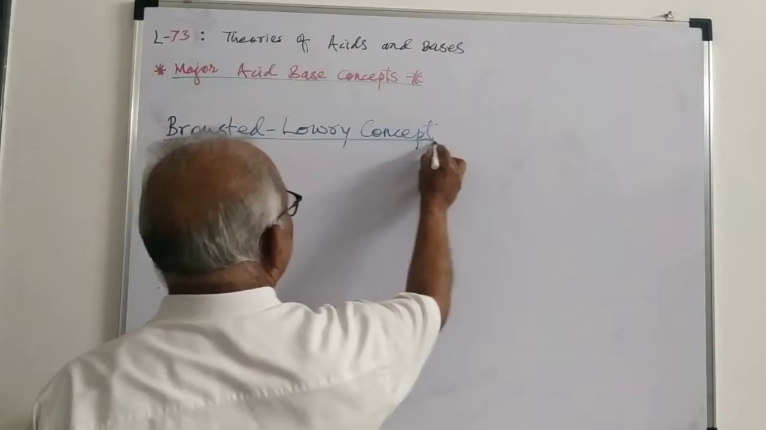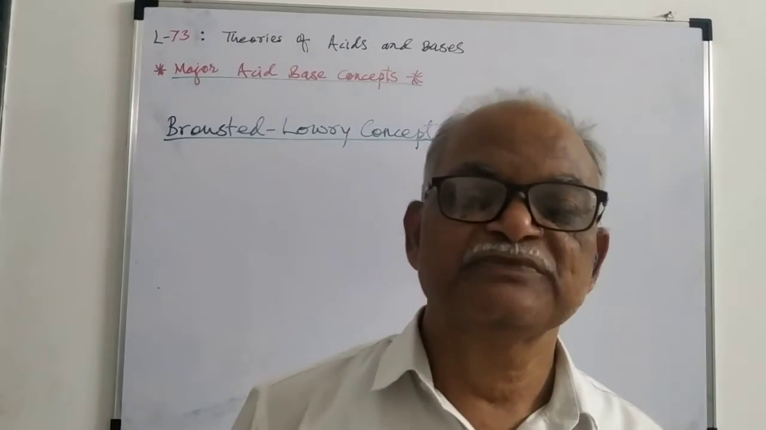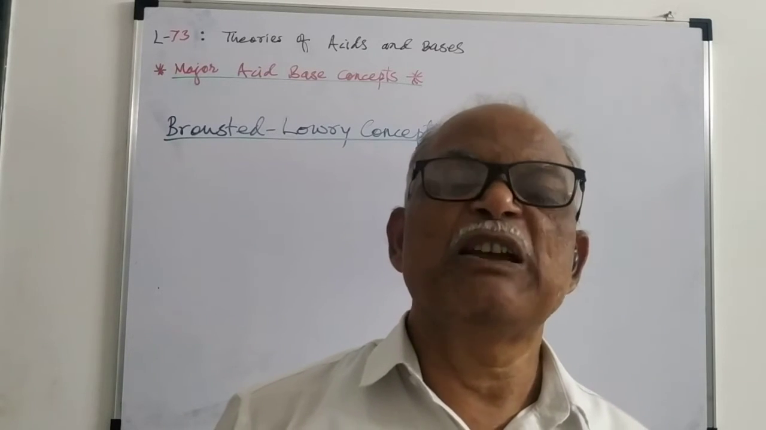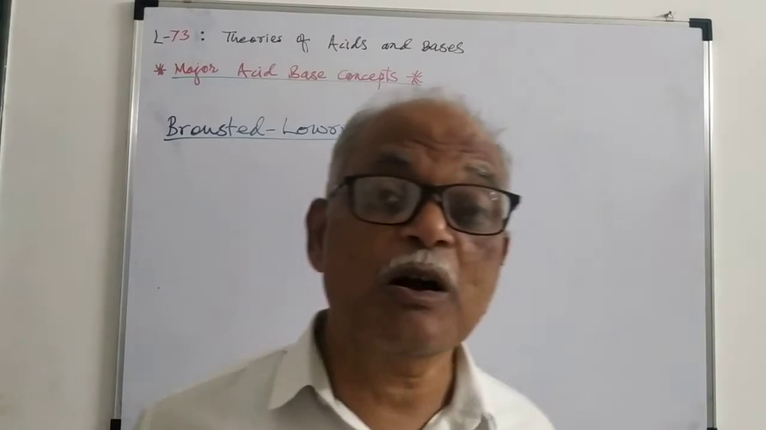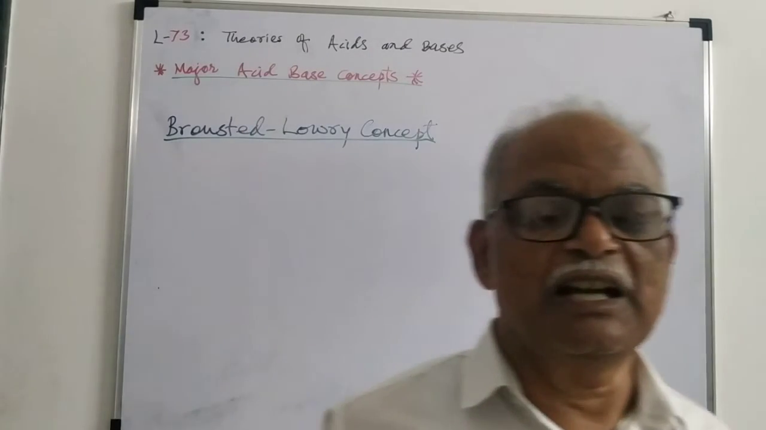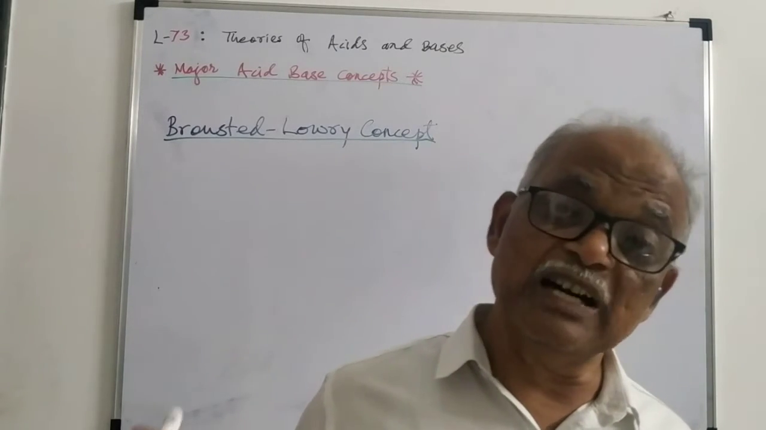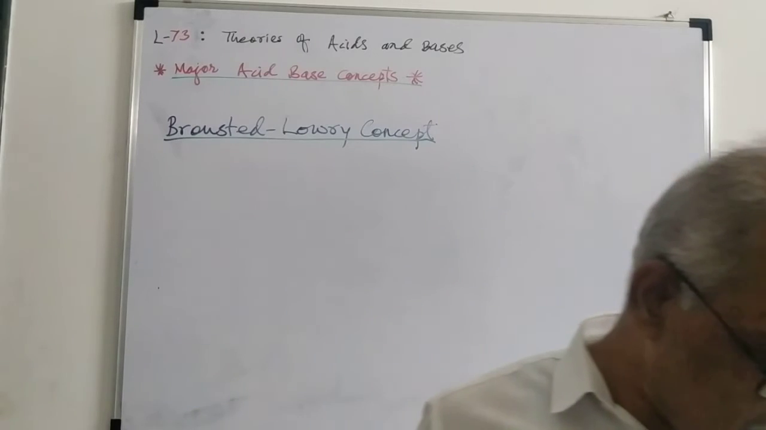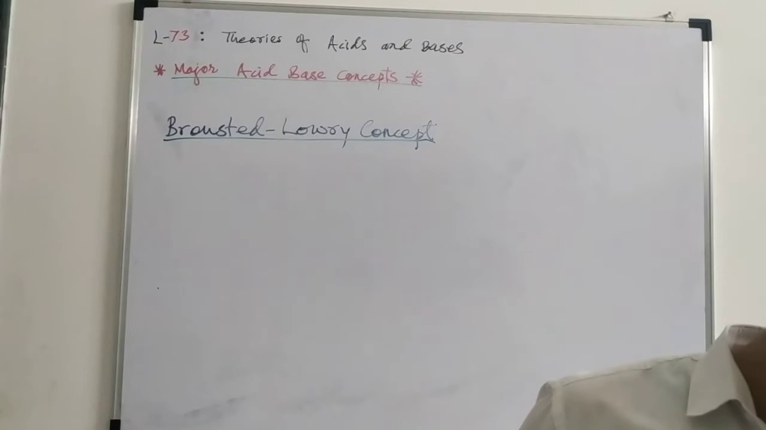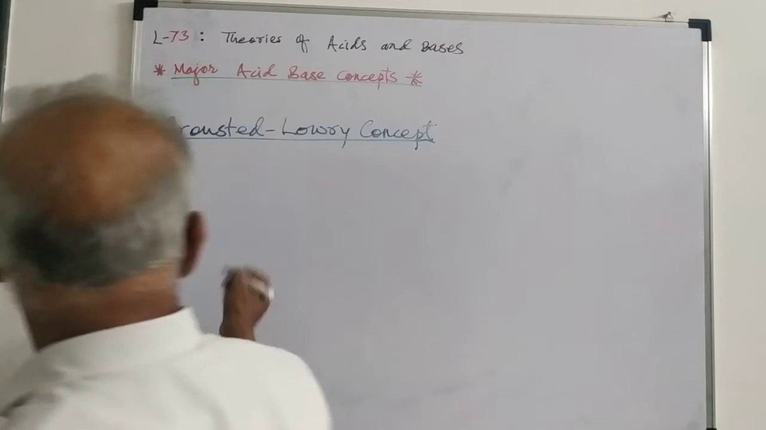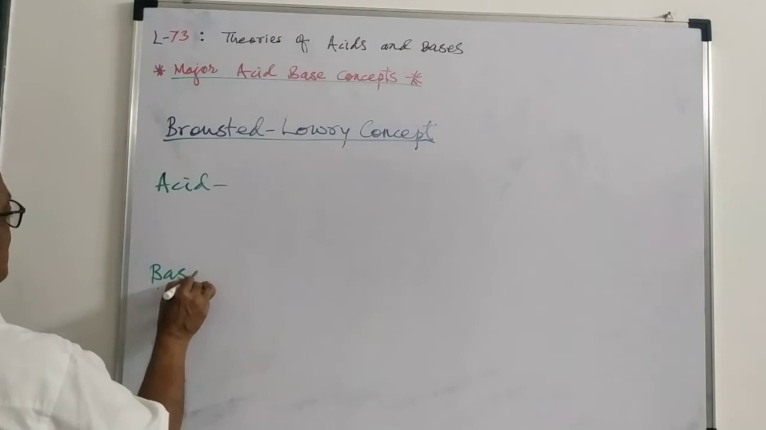So this is a relatively better concept than the Arrhenius concept because it covers some of the limitations of the Arrhenius concept, and therefore it is said to be a relatively superior theory. This theory was proposed in 1923, which we have seen already. And according to this, the acid and base can be defined.